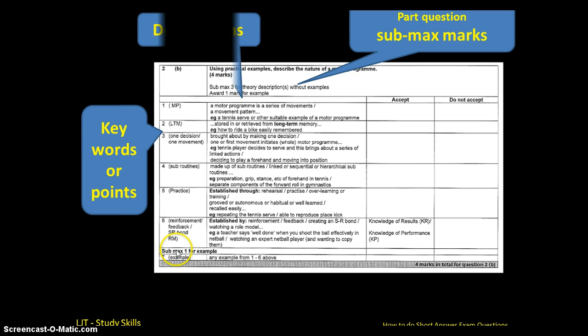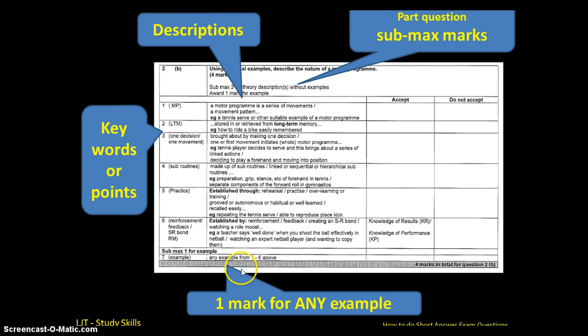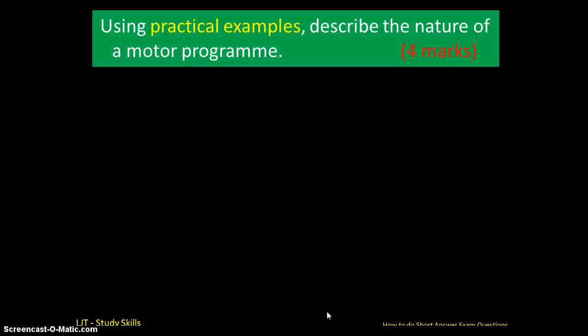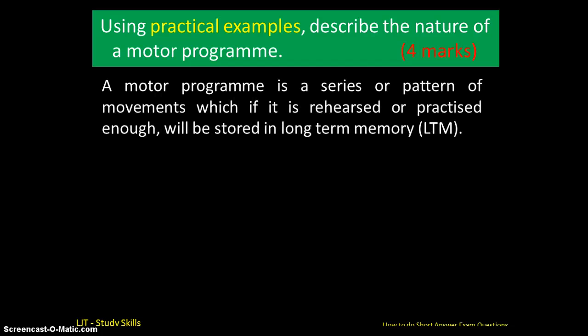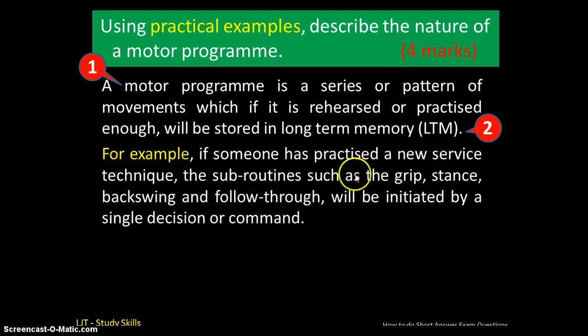Here again are the key words. This is the description part of it, and again for any example part you get 1 mark. And here's my example answer. So this is my first sentence. I would have had a point here for stating what a motor program is. I've had a point here for saying that it gets stored in long-term memory.